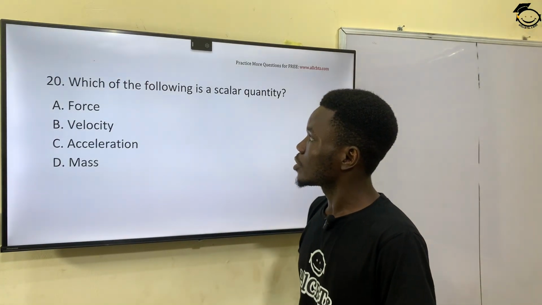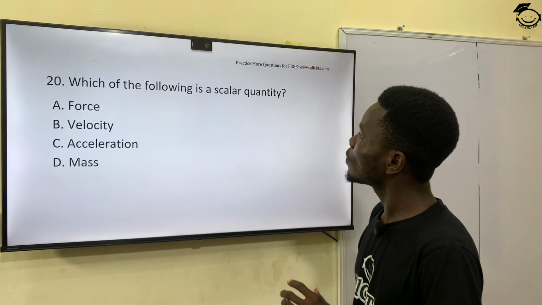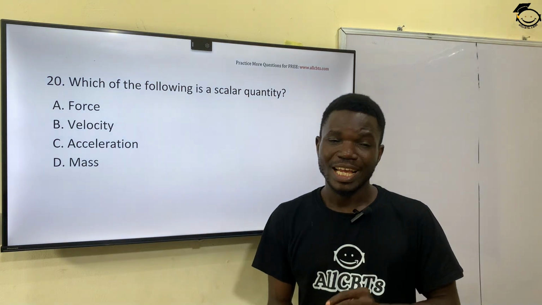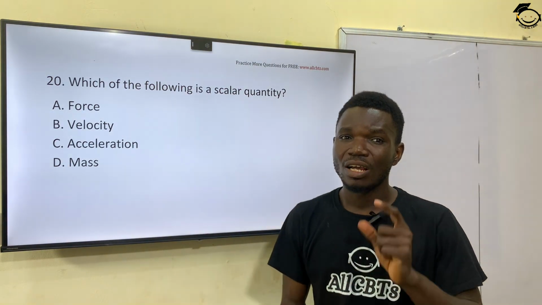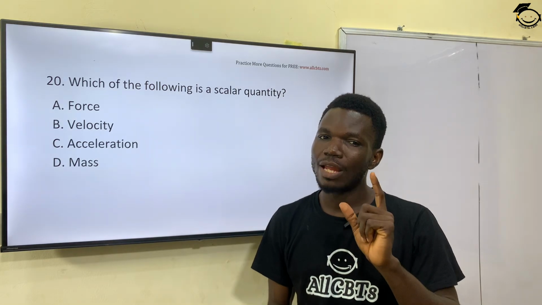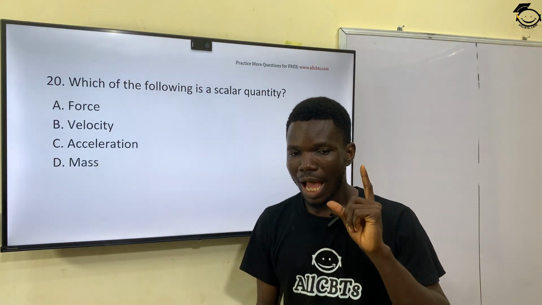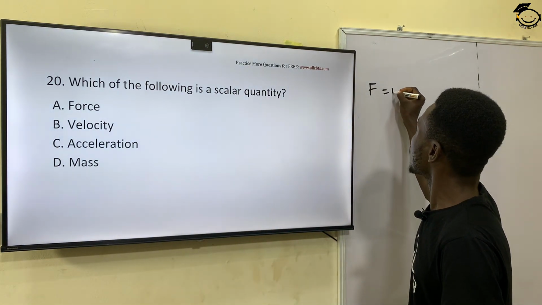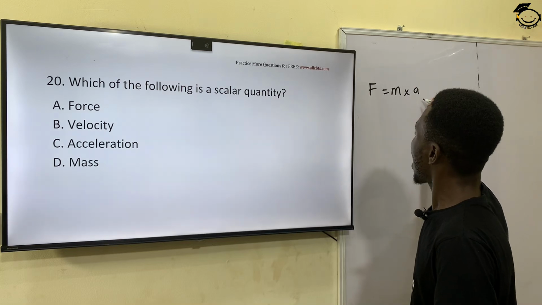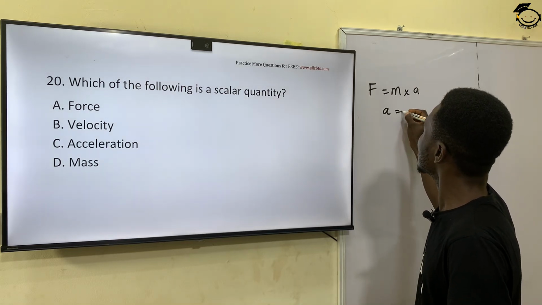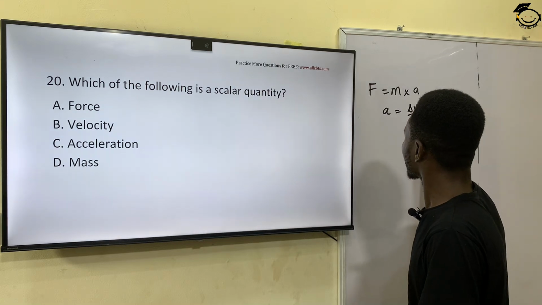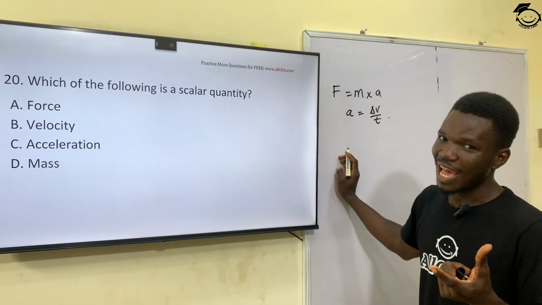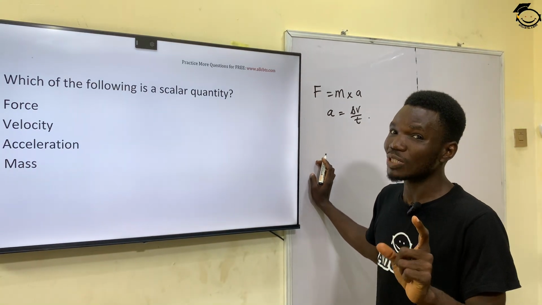So that takes us to question number 20, which says, which of the following is a scalar quantity? A scalar quantity is a quantity that has only magnitude but no direction. Option A says force. Force is equal to mass times acceleration. And we know that acceleration is the rate of change of velocity. Velocity is the rate of change of displacement. And displacement has both magnitude and direction.